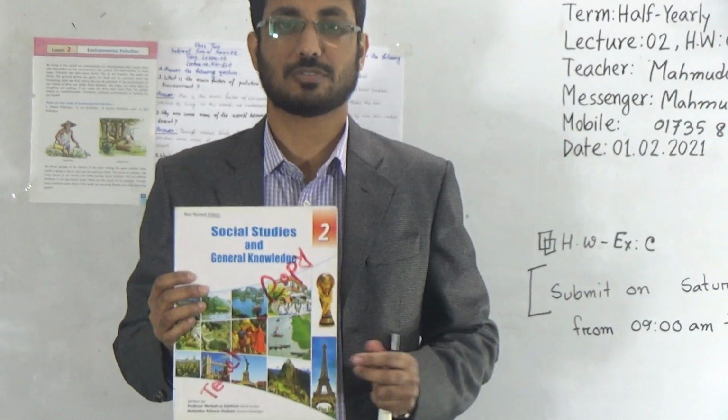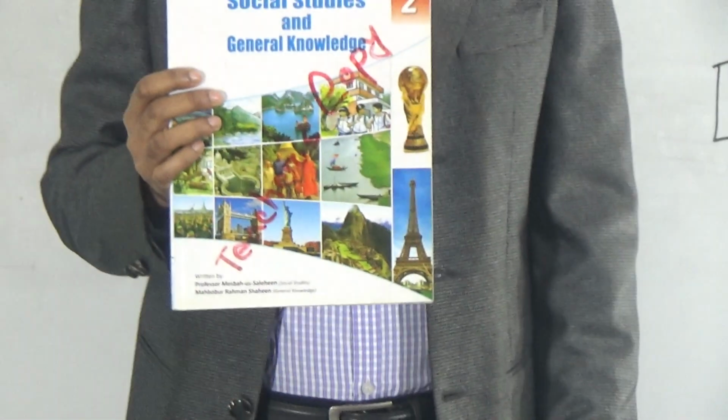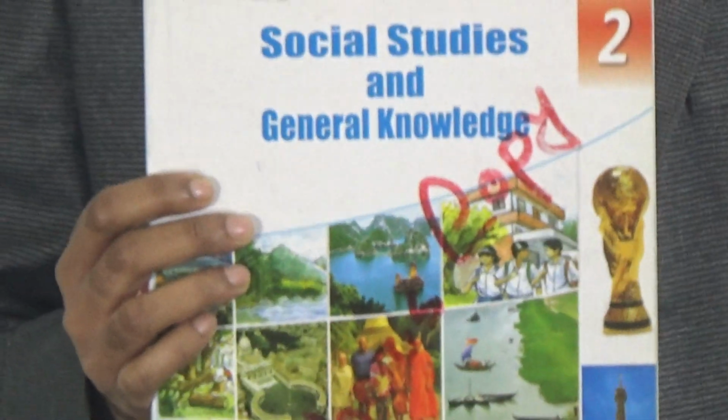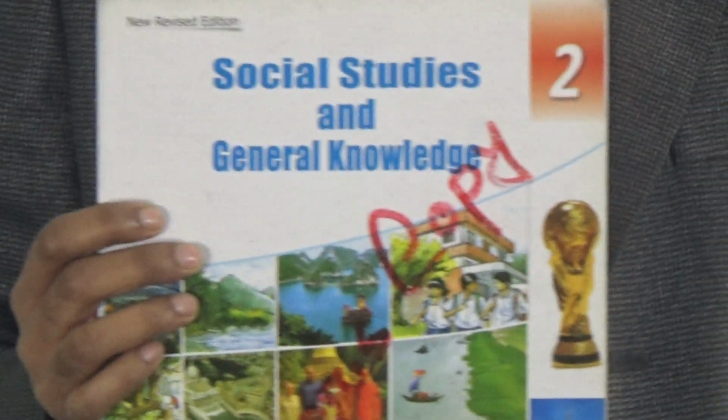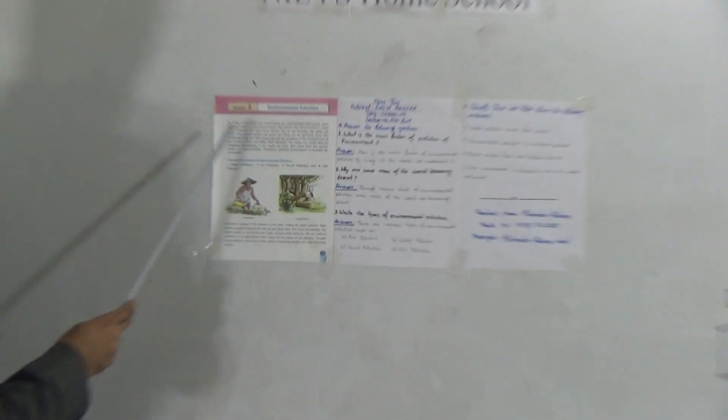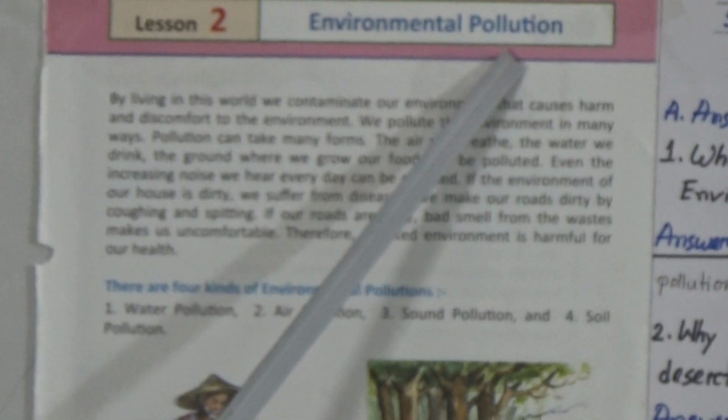At first, dear students, I hope that all of you have got this book, and those who don't have, collect this book as soon as possible from your school library. Okay, from this book I will at first read out the lesson number 2. Look at the board. The name of the lesson number 2 is environmental pollution.